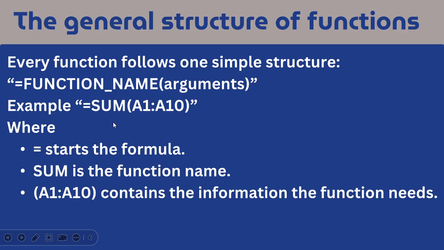There are many functions in Excel. I think we have more than 500 functions in Excel, and each of them has a name. Just like you can have 500 persons and all of them have separate names, and you can identify each person that bears each name. It's the same thing with Excel functions. Each has a name, and the name can be identified. You can identify that this is the role of SUM. So A1 to A10 contains the information the function needs, and that is the arguments.